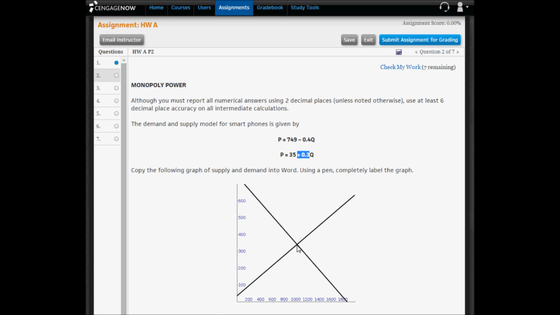Where demand and supply meet is called the competitive equilibrium. And it looks like the quantity at the competitive equilibrium is a little bit over 1,000, and the equilibrium price is probably between 300 and 350.